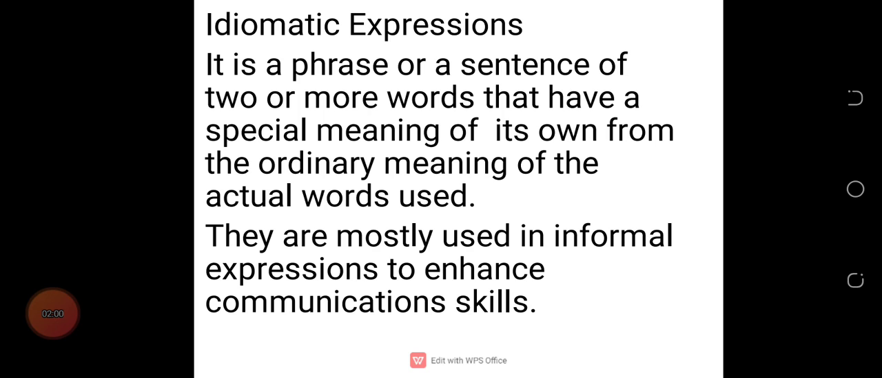So for an idiomatic expression, for you to be able to deduce proper meaning for it, you cannot just look at each word forming that expression to make meaning unless you put them together. More importantly, when they appear in sentences, you'll be able to deduce proper meaning of those expressions. I hope that is clear. They are mostly used in informal expressions to enhance communication skills.